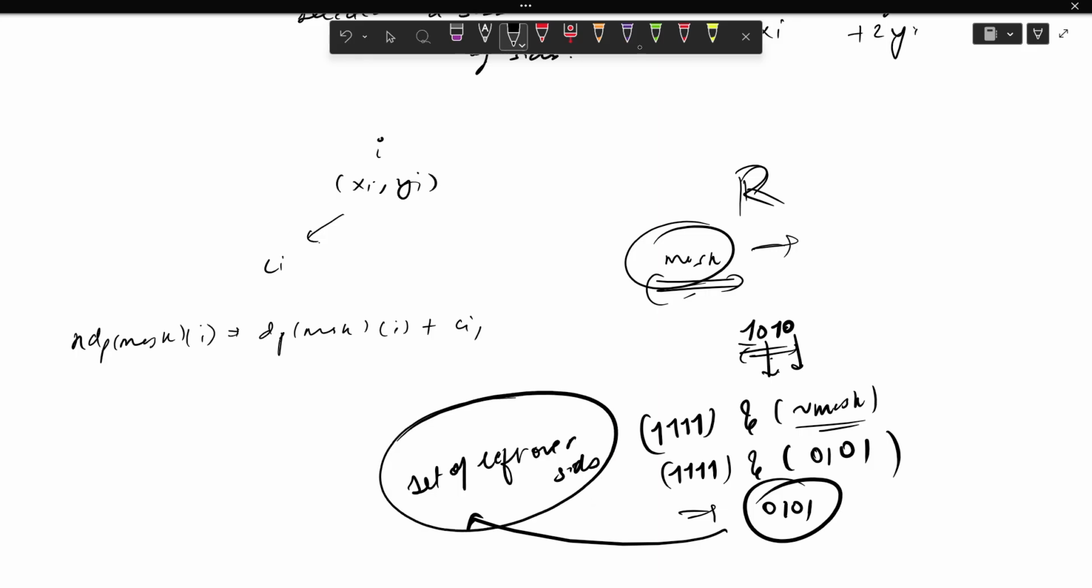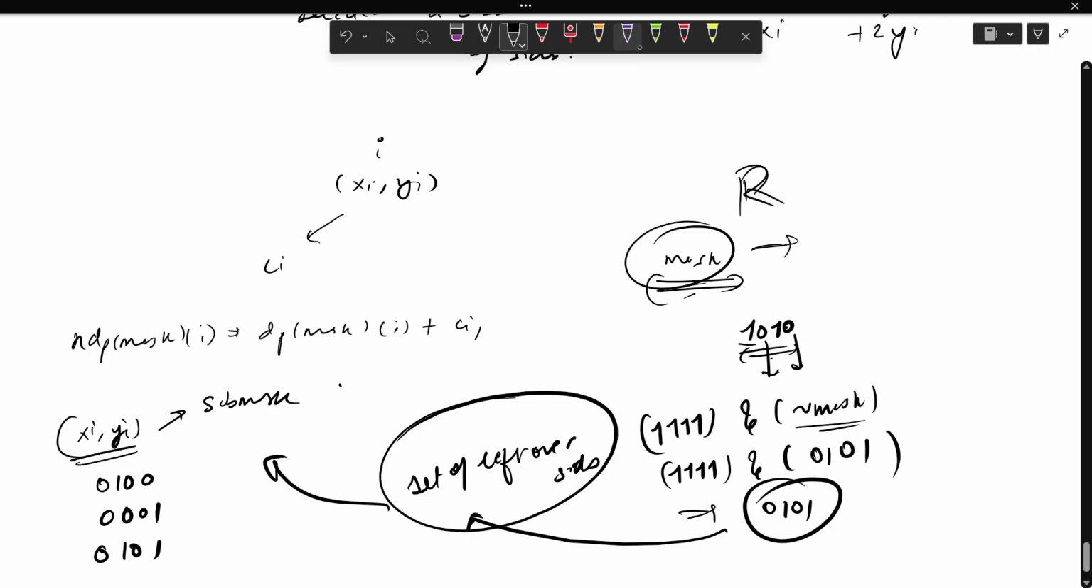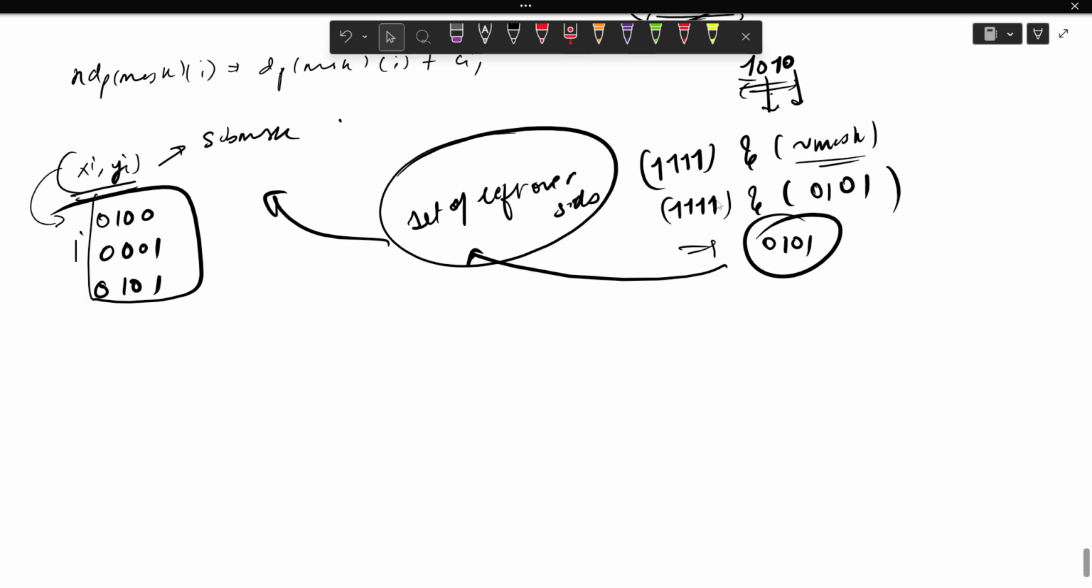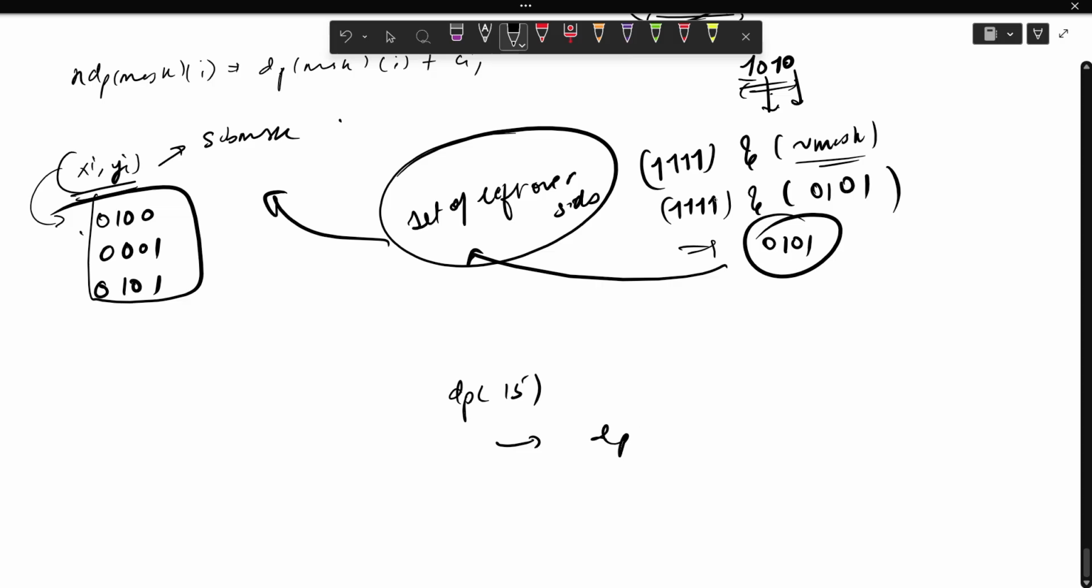And amongst this set, our xi, yi can be a candidate for any submask of this set. So it can be a part of this set, it can be a part of this set, or it can be a part of this set. And so this is how it can be occupied. So this basically is the final solution. In the end, we can just return dp of 15, which would denote that we have occupied all the sides of the rectangle.